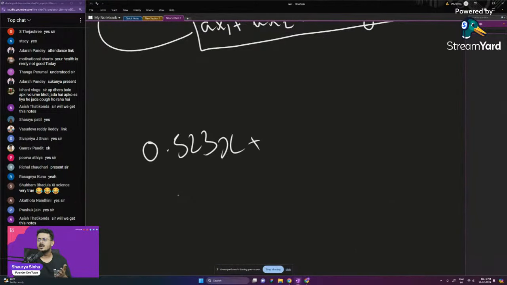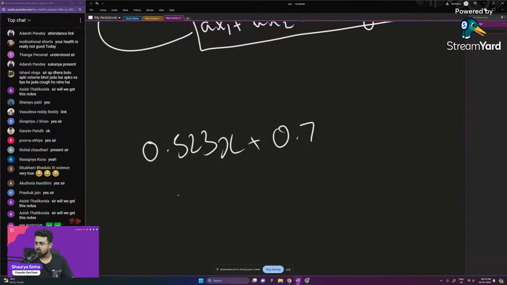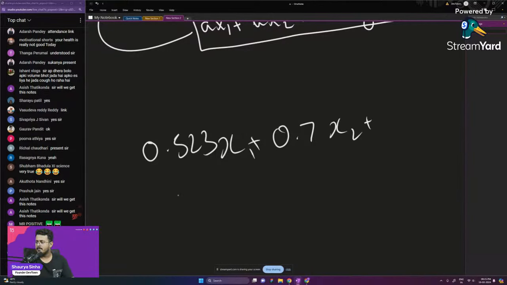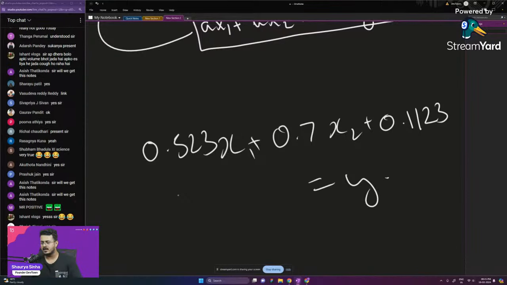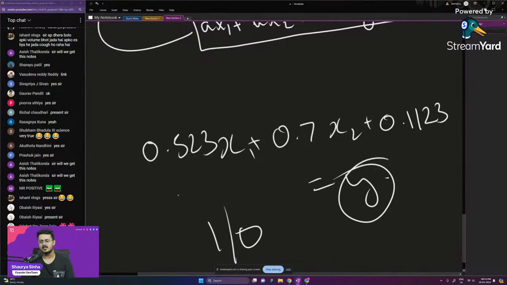0.5 x3 plus 0.7 x2 plus 0.21123 is equal to y. Okay, a very amazing equation, you got your equation. But then people are like, y ki value to bhai mere ko either 1 chahiye ya to 0 chahiye aur kuch nahi chahiye, beech ka value nahi chahiye.